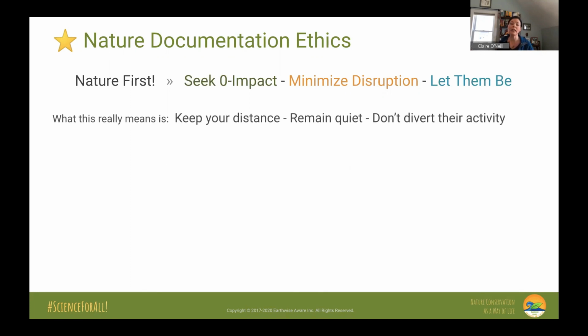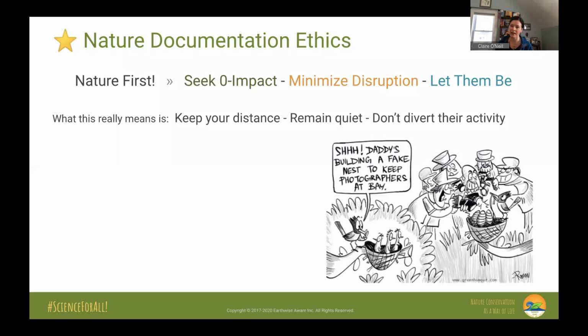So what it really means is that at all times we try to keep our distance. Of course, we remain quiet, and this is important for many species, such as birds, for example, mammals, etc. And we really pay extra attention to not divert their activity, right? Here is a little snippet. I'm a birder, by the way. You're going to see that in the live demo. You're going to see a lot of birds, right?